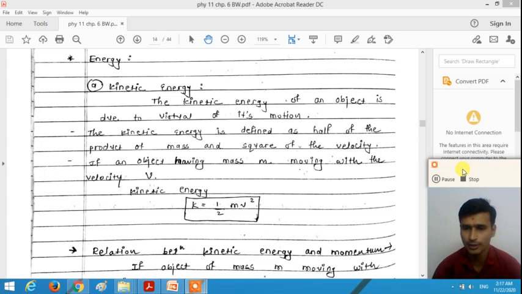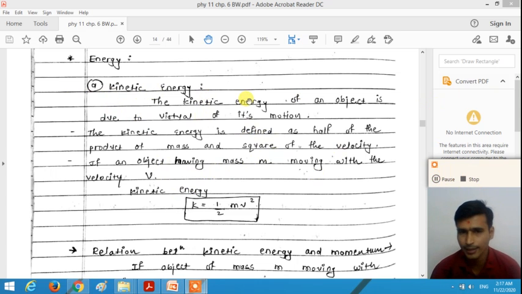So first of all, dear student, we understand about kinetic energy. What is the unit of kinetic energy? What is the dimensional formula of kinetic energy? What is the formula of kinetic energy? So first of all is the kinetic energy.